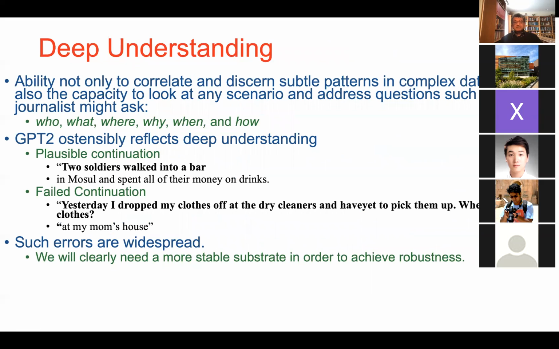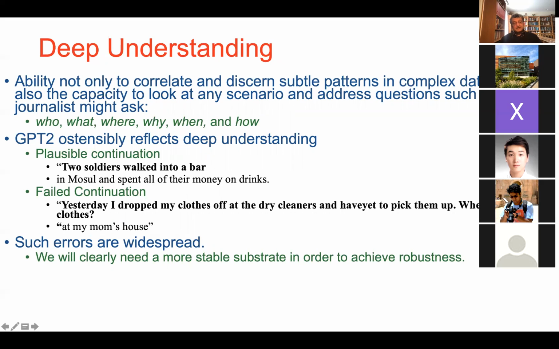Deep understanding is the ability not only to correlate and discern subtle patterns in complex data, but also the capacity to look at any scenario and ask questions such as a journalist might ask: who, what, where, why, when, and how. And GPT-2 sometimes looks like it has deep understanding, such as when you type in "two students walked into a bar," it completes it by saying "in Mosul and spent all their money on drinks." So, wow, it knows what people do in bars, that they go and buy drinks and they might spend all of their money, and they're doing it in some city, right?